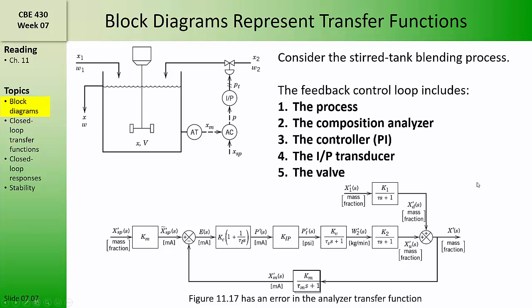This will enable us to answer important questions, like how does a change in the set point ultimately affect the composition variable in the closed loop system? Or alternatively, how does a disturbance input in x1 affect x in the closed loop system?